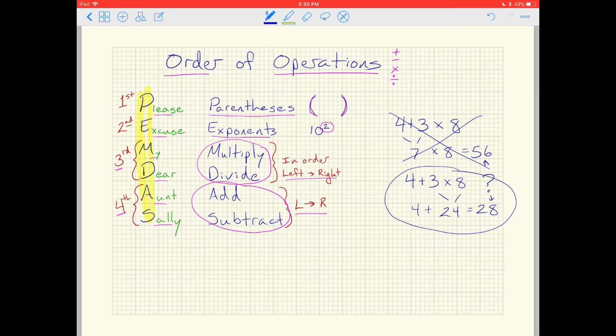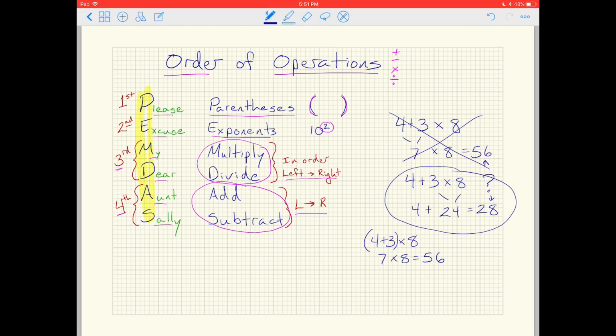Now, if for some reason I really needed for the 4 and the 3 to be added before we multiplied by 8, that's where we use the parentheses. We write this same expression and we put the parentheses around the 4 plus 3. That tells us we got to do 4 plus 3 before we multiply. Now it's 7 times 8 and it comes out to 56. So these order of operations just kind of keep you from being confused about which answer we're looking for.